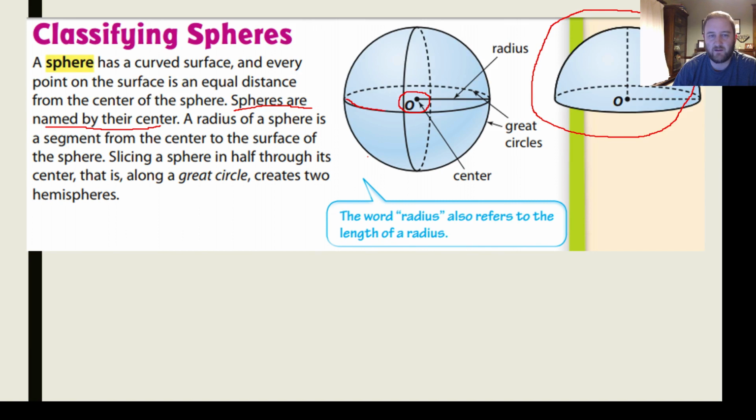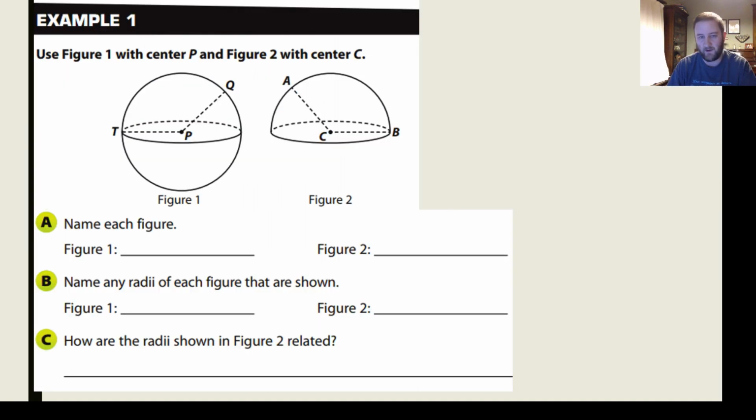Okay, this kind of circle along the outside here, by the way, is called a great circle. Think about the Earth. What would we call the great circle that runs along the middle of the Earth? You guys know that by the equator, hopefully. Okay. All right. So example 1: use figure 1 with center P and figure 2 with center C.